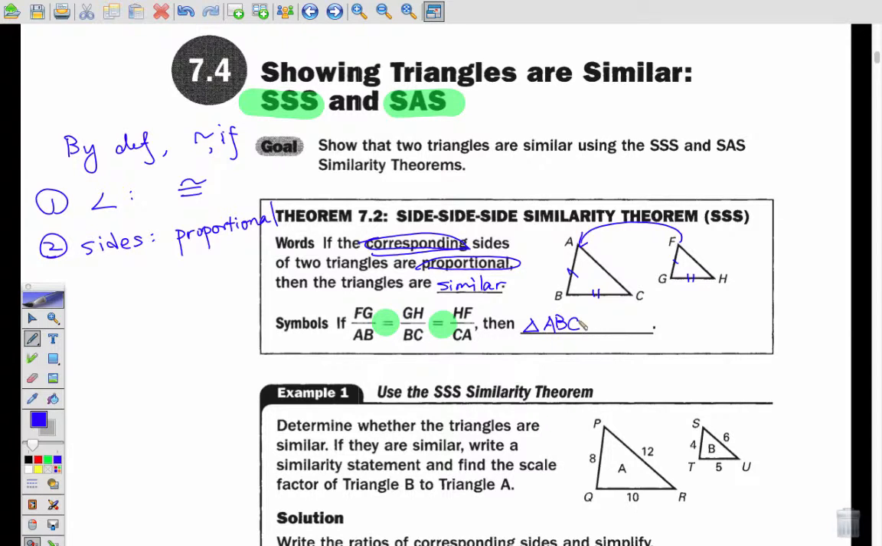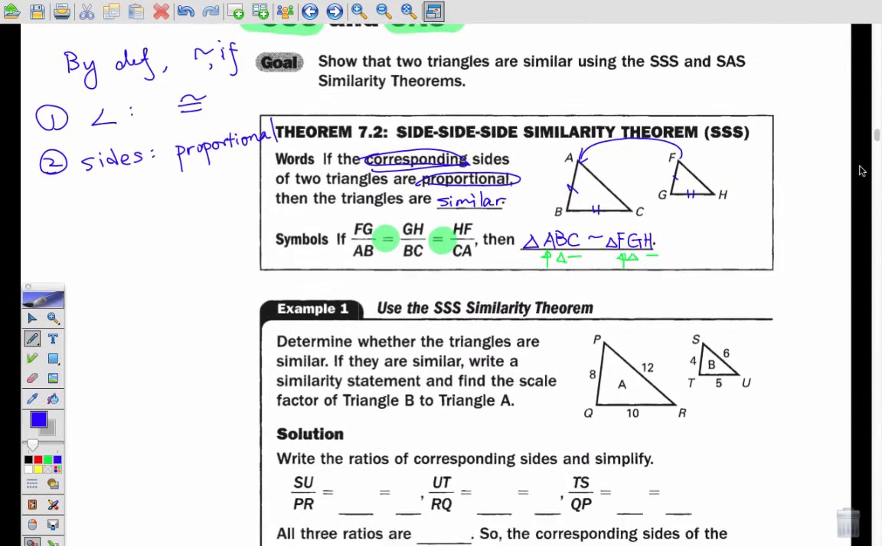ABC. Again, be careful with the sequence of the letters because these big letters represent the angles. FGH are similar. Again, if we take angle A is corresponding to angle F, angle B is corresponding to angle G, and angle C is corresponding to angle H. So the sequence really matters here.